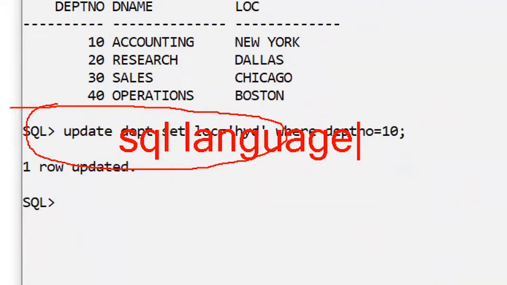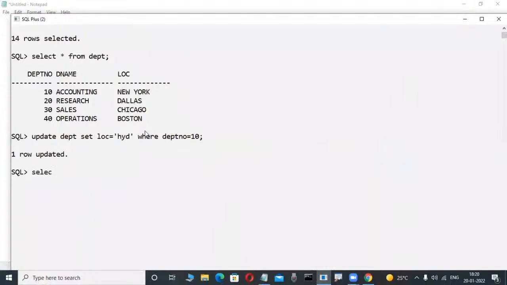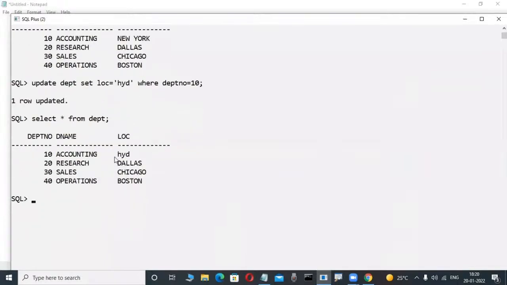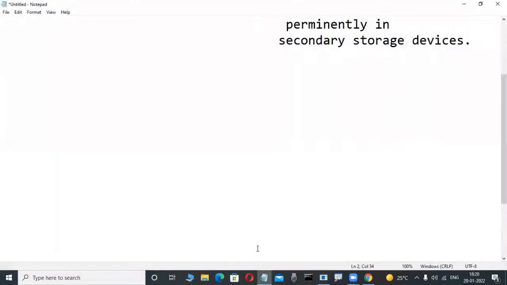Simple. Now observe it here. Once we write this type of coding, called the SQL language, it automatically affects your database. In the previous case New York was there, but now Hyderabad is the location. That's why always observe it here.